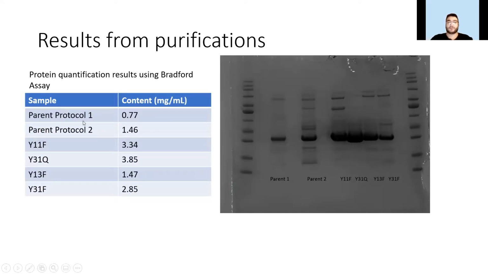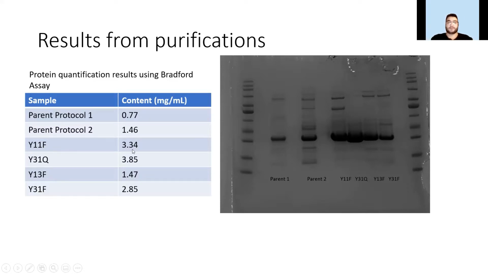As you can see, there are 2 protocols: parent protocol 1 and parent protocol 2. Parent protocol 1 used LB media and nickel NTA beads through affinity chromatography to isolate the different proteins. But we found that the purification was not the best and the yield was low. Parent protocol 2 used TB media, which stands for terrific broth, a slightly richer version of LB, and cobalt beads for the affinity chromatography. As you can see here, there's a higher yield, but also some more impurities, but that comes with the higher yield.